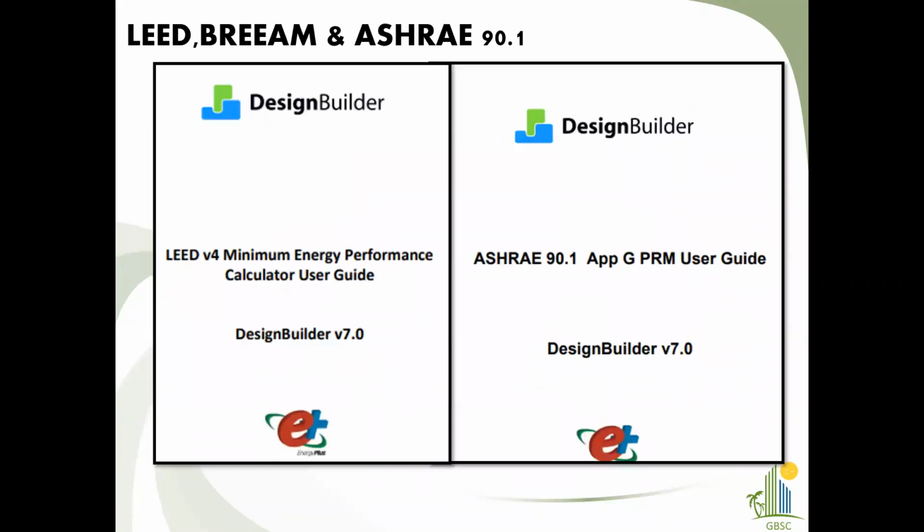DesignBuilder has published multiple guides for multiple modules. For Appendix G there is a calculation user guide. Then we have the MEPC guide, and apart from that, there are multiple guides available on the DesignBuilder website. You can refer to them, so that you know what inputs are there, what the definitions are, and what the possible outputs are that we can generate.